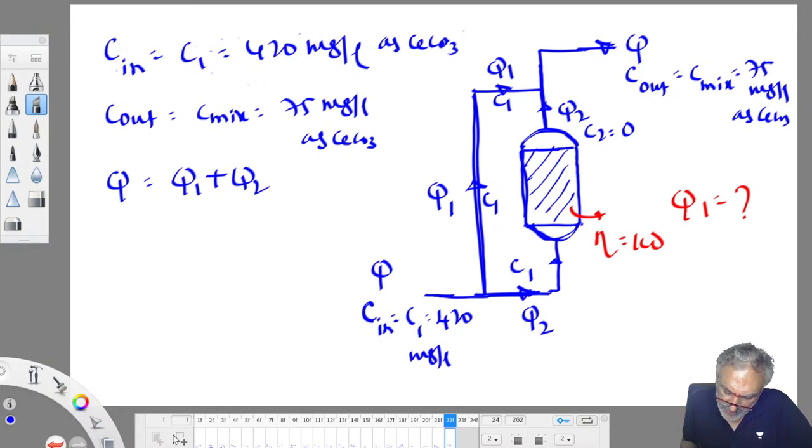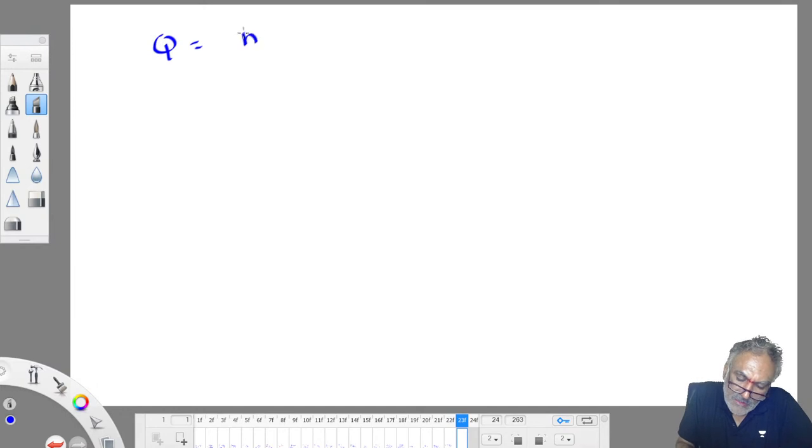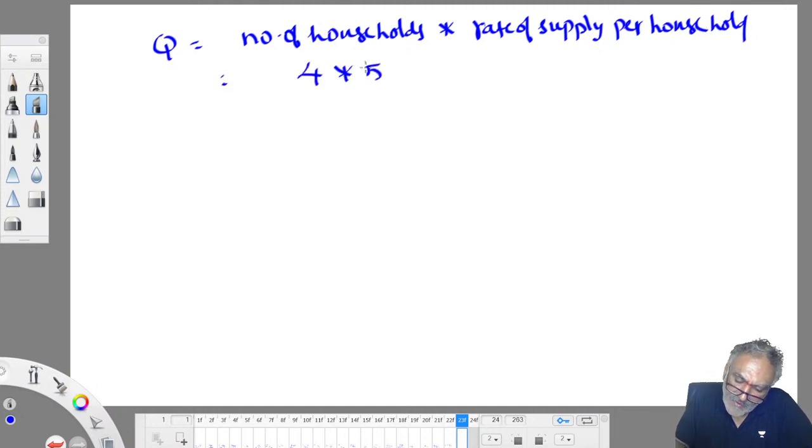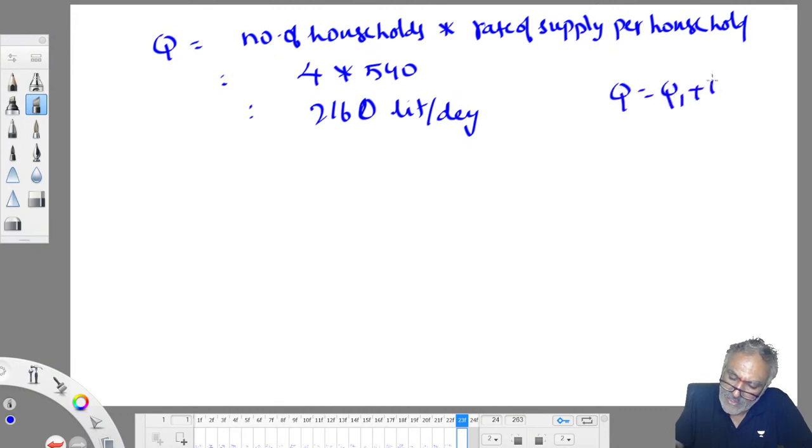This Q is equal to the number of households into the rate of supply per household. How many houses? 4 houses. Rate of supply is 540 liters per day. So total Q is equal to 540 into 4, which is 2160 liters per day. So this Q is equal to Q1 plus Q2.